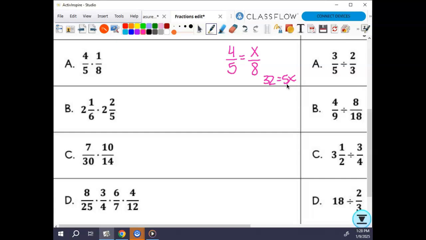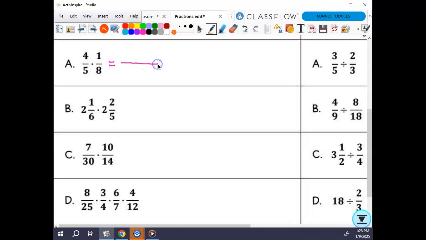You cannot cross cancel here. I cannot reduce the 4 and the 8. There, that makes no sense. Here, I'm not multiplying, so I'm not multiplying 4 times 8 and 1 times 5. Here's how we're gonna write this out separately. Here's what we're gonna do.